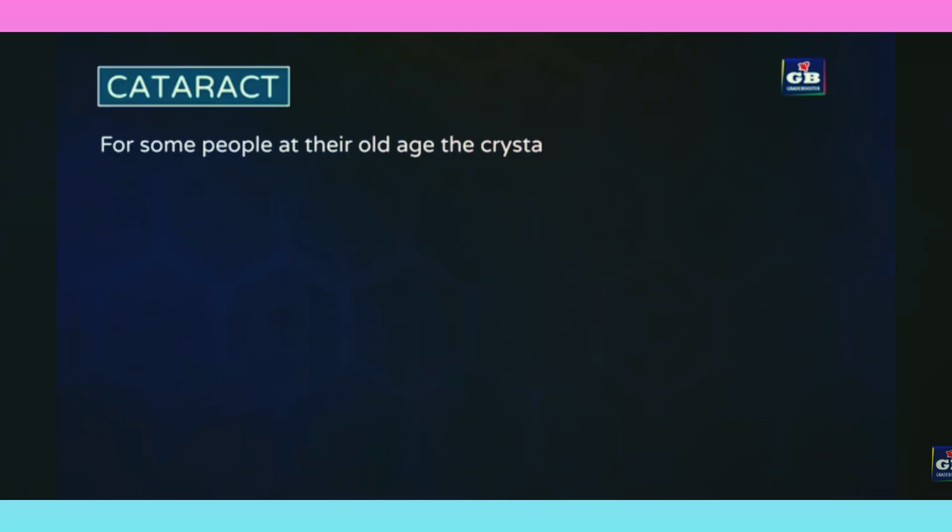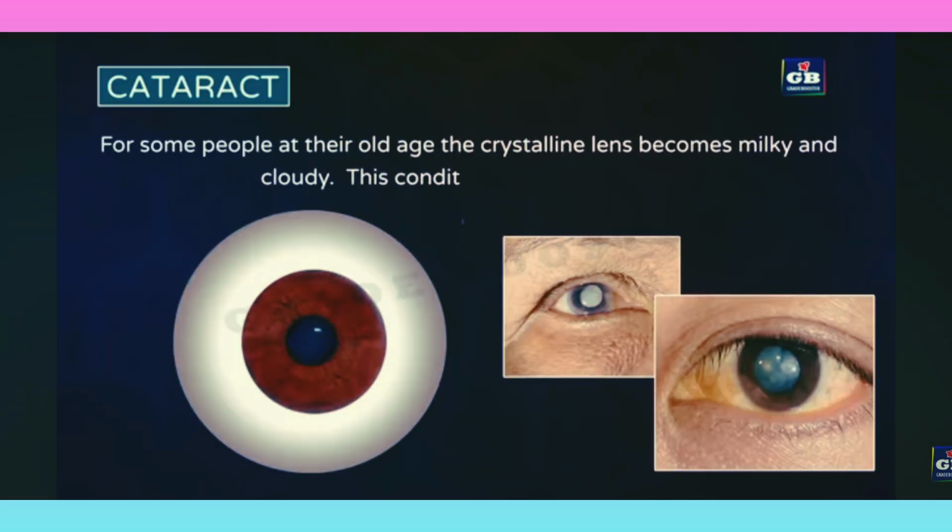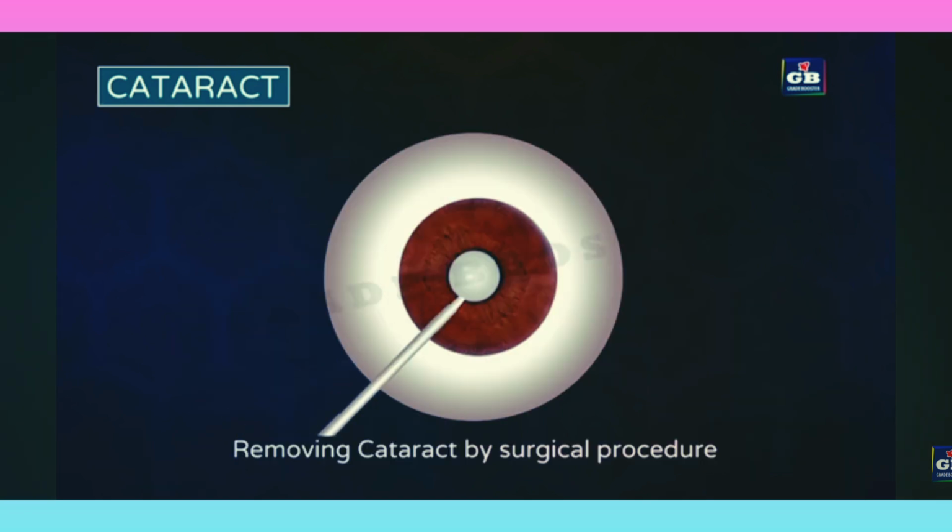Cataract. For some people, at their old age, the crystalline lens becomes milky and cloudy. This condition is called cataract. This causes partial or complete loss of vision. This can be corrected by a cataract surgery.